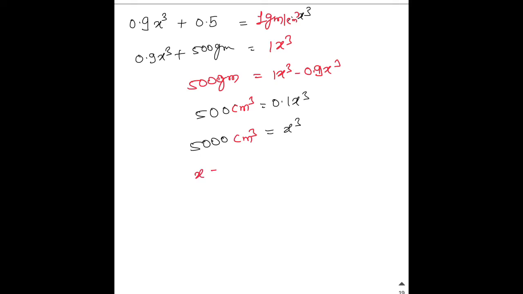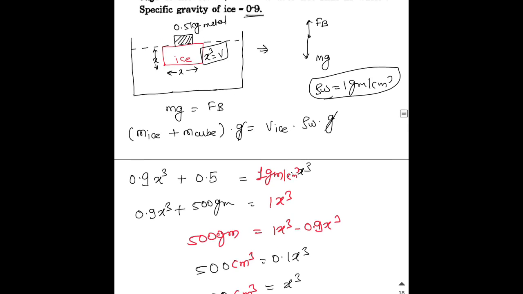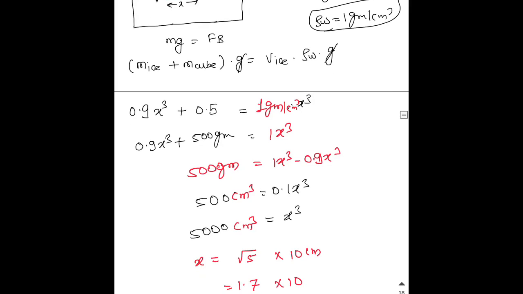Now if I take the cube root of x cube, it is going to be cube root of 5 times 10 centimeter, and it is approximately 1.7 times 10. So I guess the answer is supposed to be 17 centimeter. So this is the length of the edge of the ice block, so that it will not allow the cube to sink. Okay, so in each and every question what we are doing is we are just trying to find out the buoyant force, the condition of buoyancy, and then simplifying it further to get the proper answers.